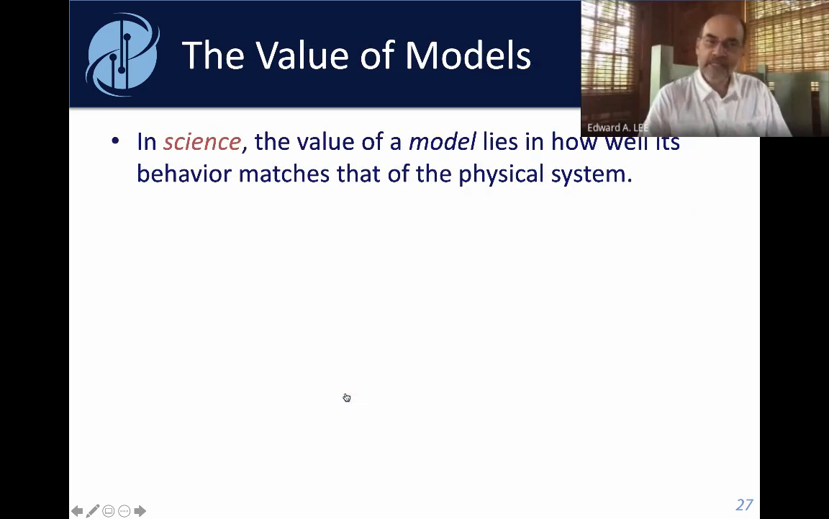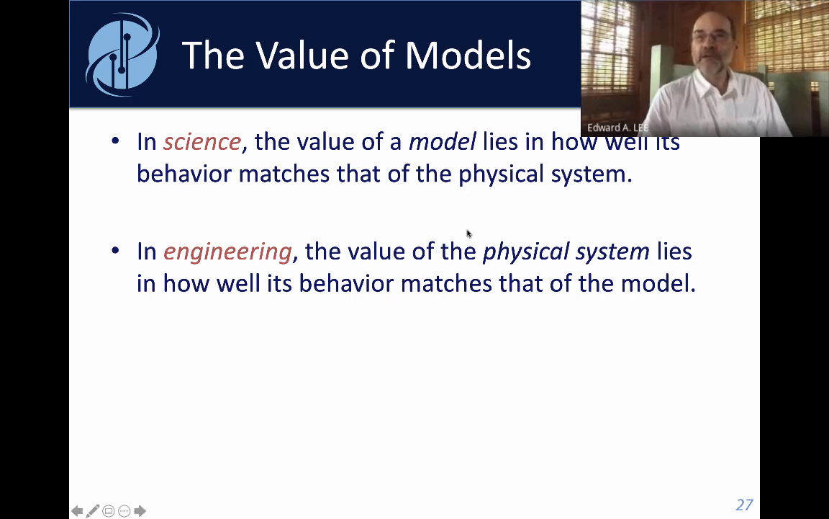So the distinction that I realized after so many years is that in science, the value of a model lies in how well its behavior matches that of a physical system. But in engineering, the value of a physical system lies in how well its behavior matches that of a model. The goal of an engineer is to create a physical system that behaves like a model. And that's a different use of modeling. So these two uses of models are almost mirror images of one another.